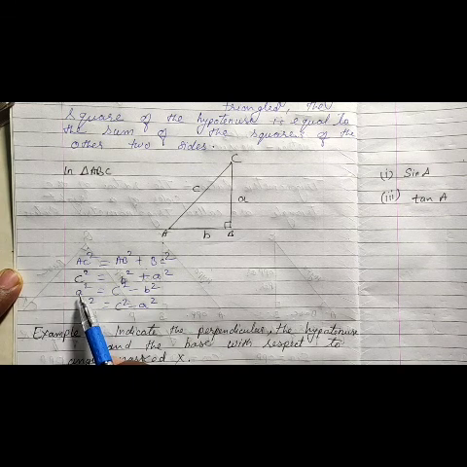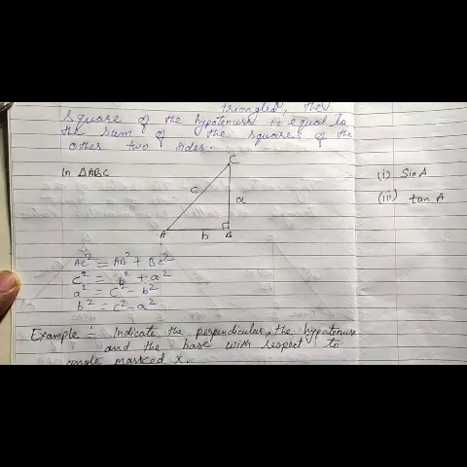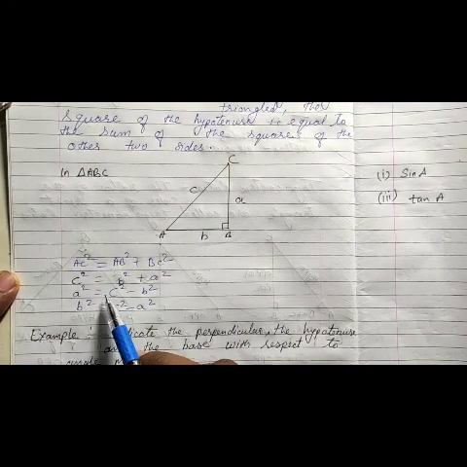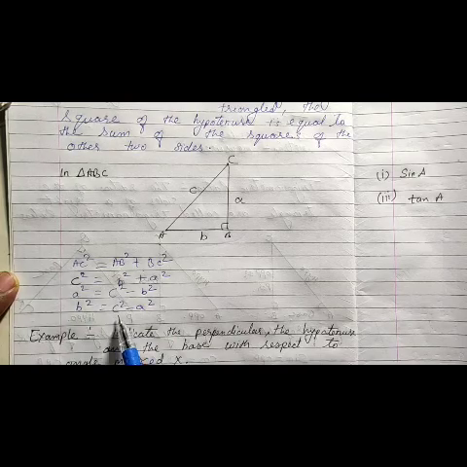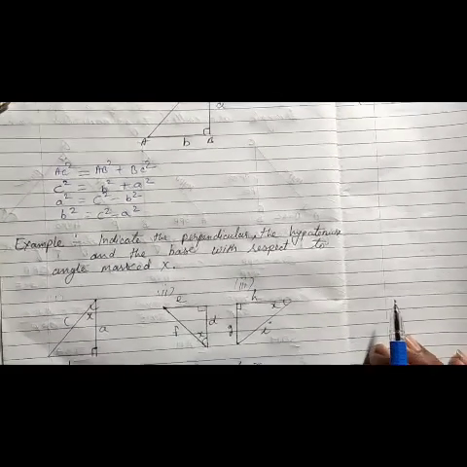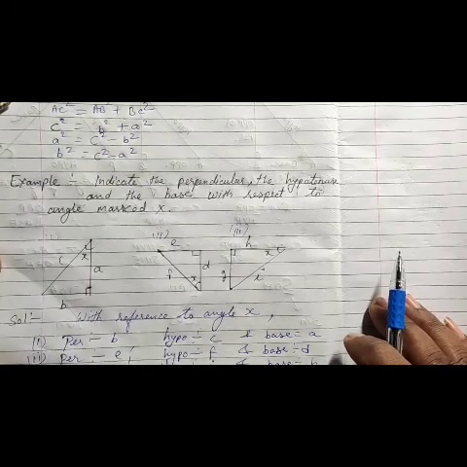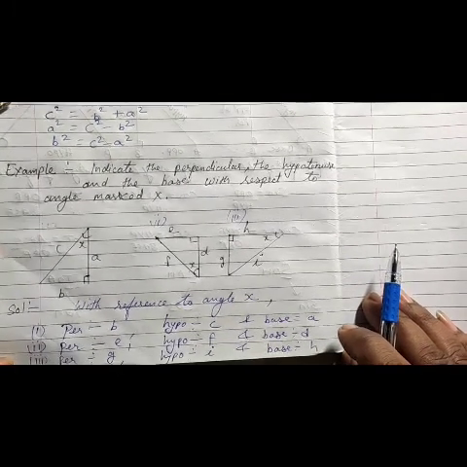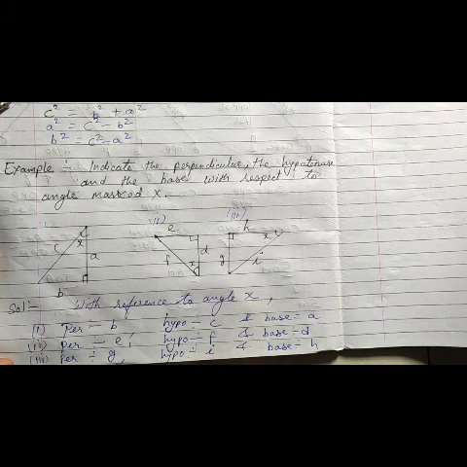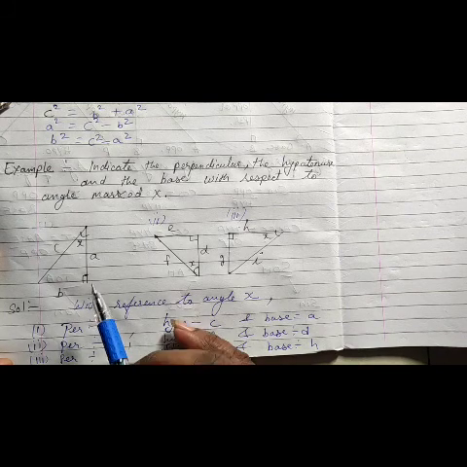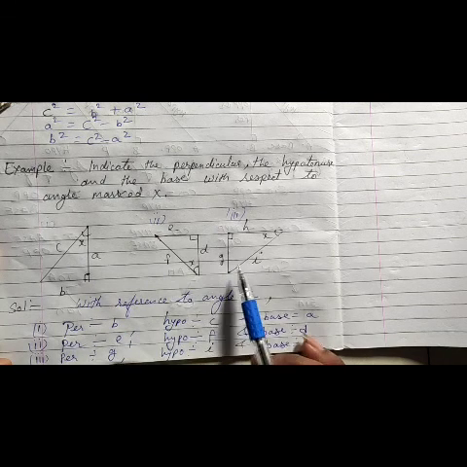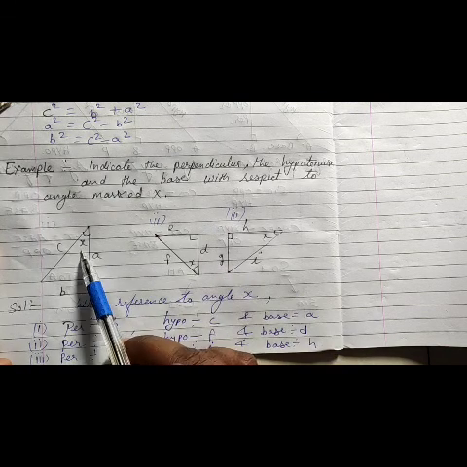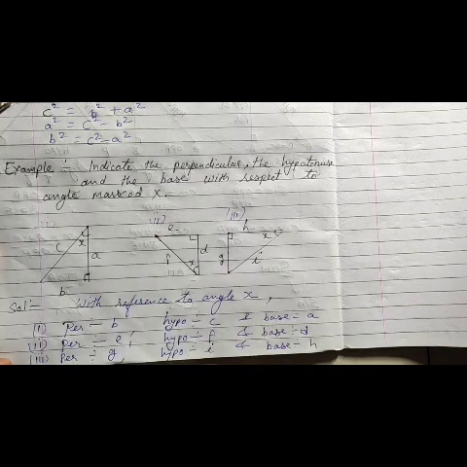If you want to find out A square, we have to transform this to C square minus B square. And if you want to find out B square, we need C square minus A square. Now here are some examples. Indicate the perpendicular, hypotenuse and the base with respect to the angle marked X. Now see, this is figure 1, figure 2 and figure 3, with respect to angle X in each.